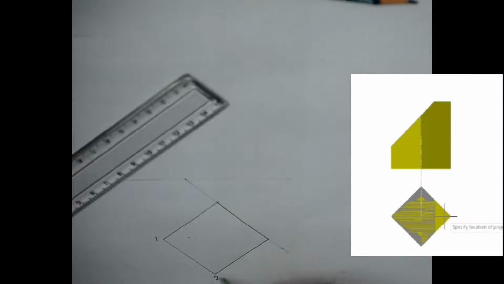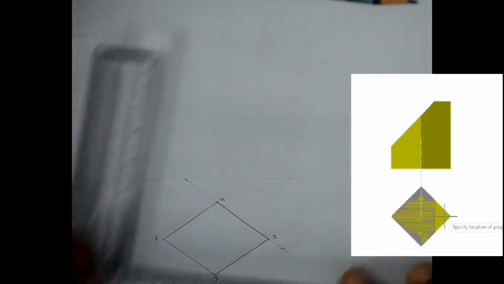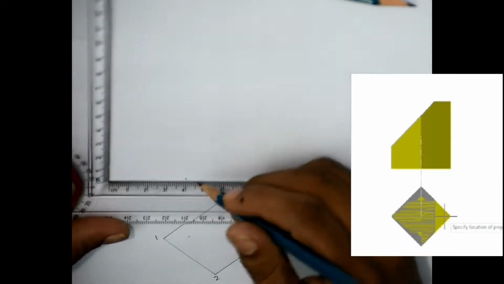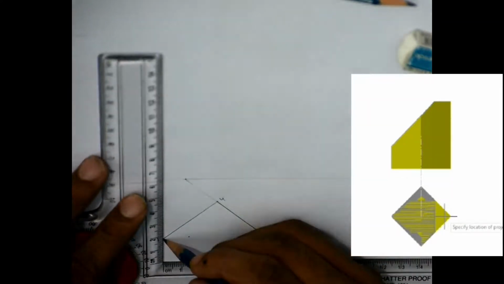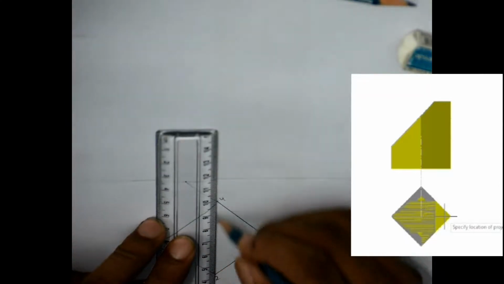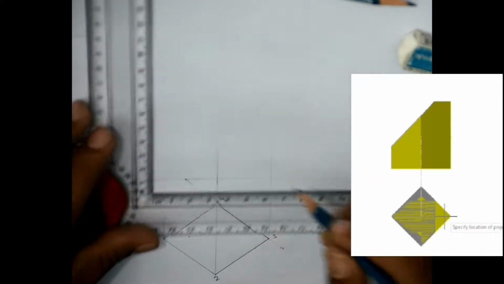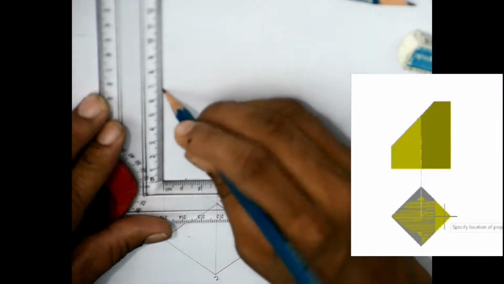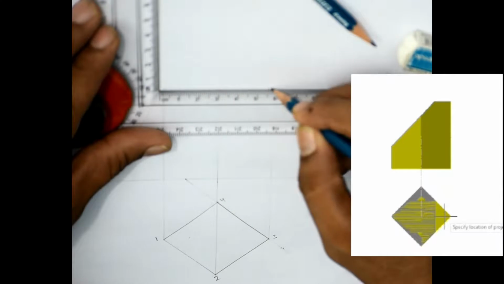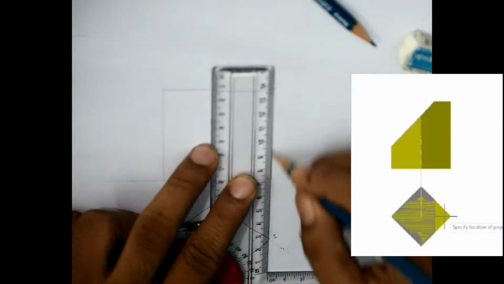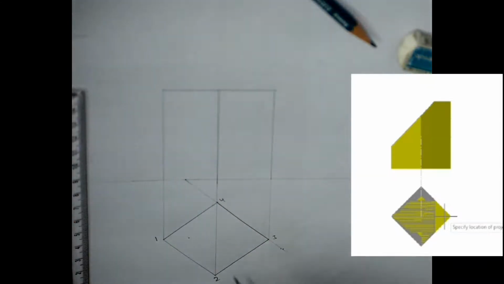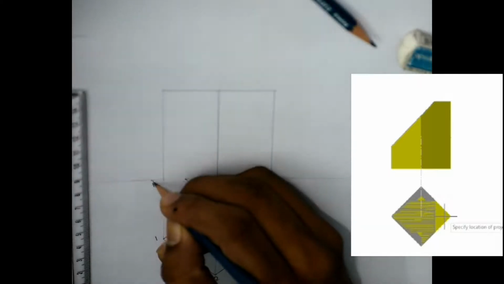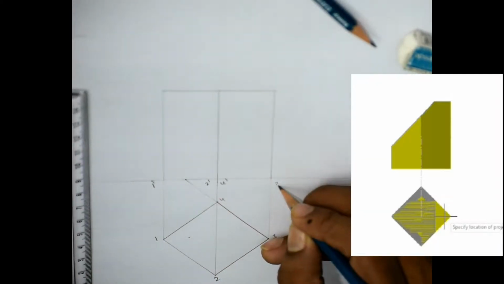I am marking points here 1, 2, 3, 4. Afterwards it will become easy for us to identify. And this is your XY line. That means our front view will rest on this. As it is a prism, this whole portion will be appearing as a rectangle. So this was just the top view and front view of this figure. 1 dash, 2 dash, 4 dash and 3 dash.